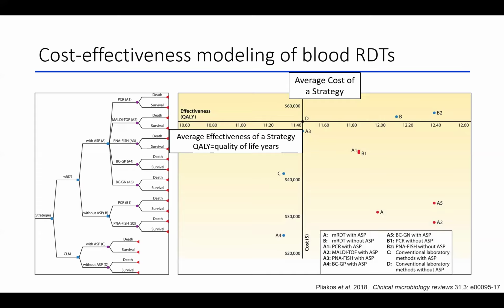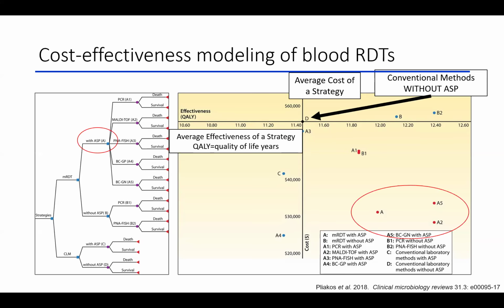It's a meta-analysis of different studies that were available. Not all of them are great, and they really lacked data for the most part. But what you can see is rapid diagnostics with stewardship, which all start with A, were kind of all over, but most of them were more cost effective and added more quality years of life than other strategies. So I think that's an overall great picture to have and really shows that stewardship is very important.